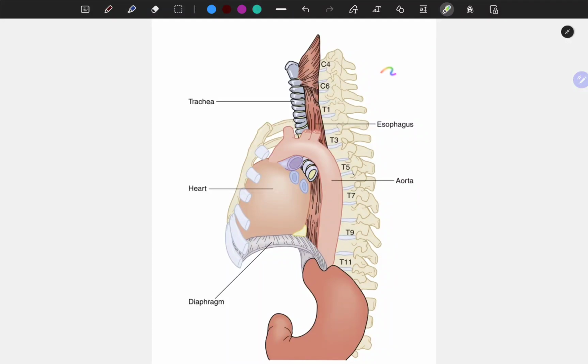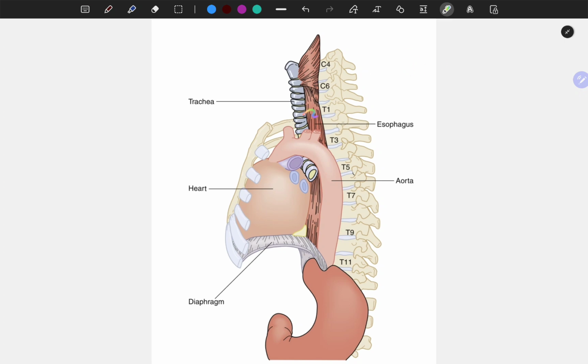So the esophagus is approximately 25 to 30 centimeters long. It starts at the C6 vertebra at the level of the pharynx and ends at the T11 vertebra, where it joins the cardia of the stomach. The cervical esophagus is initially present in the midline.